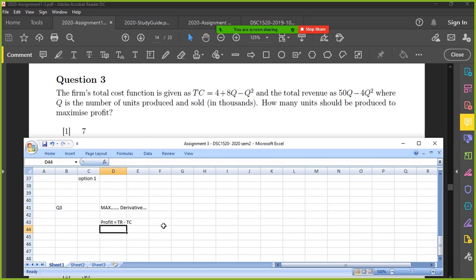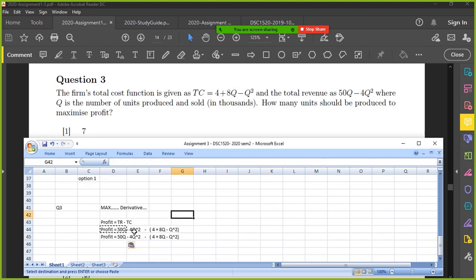Total revenue minus total costs. Okay, the function is going to be, total revenue is what? 50Q minus 4Q squared, minus open brackets, total cost is 4 plus 8Q minus Q squared. Okay, happy with what I did so far? Still following? Still okay? Yes.